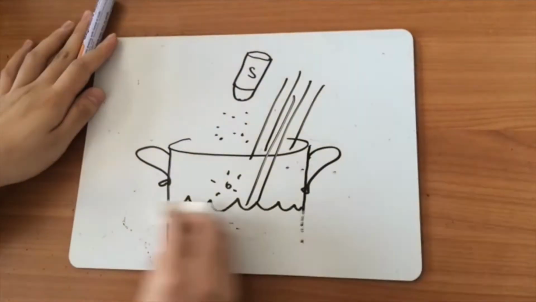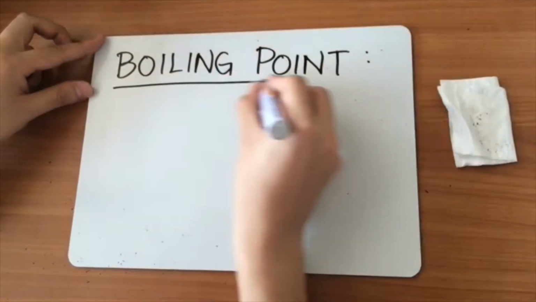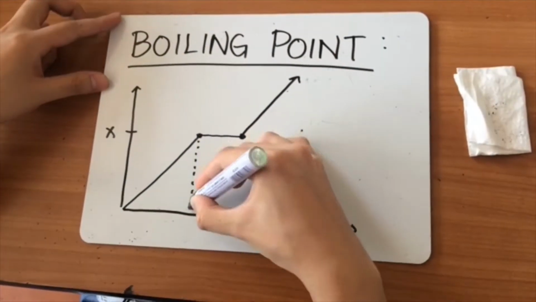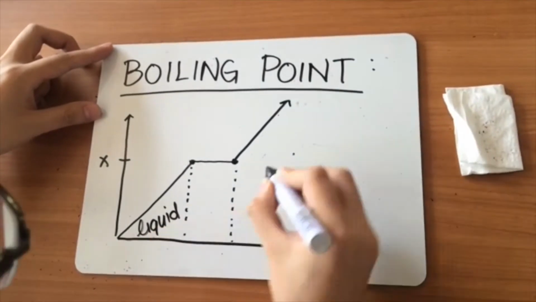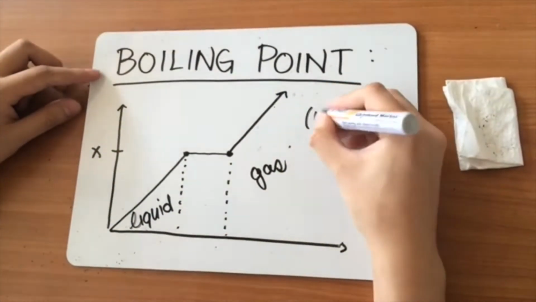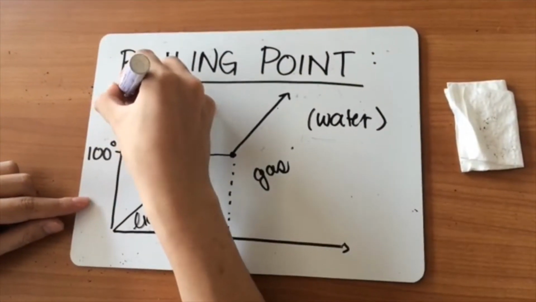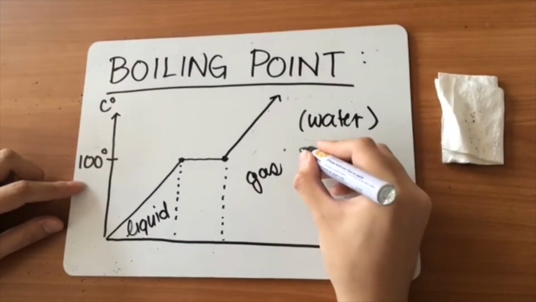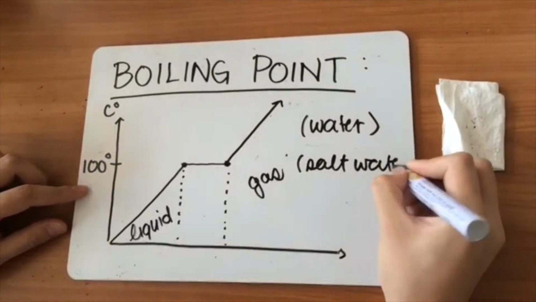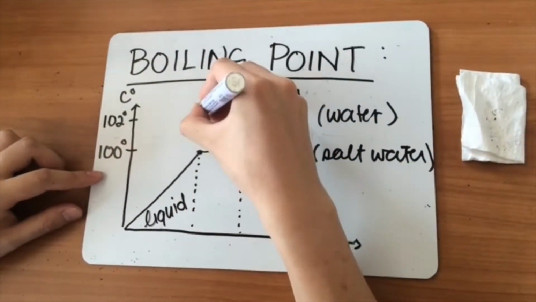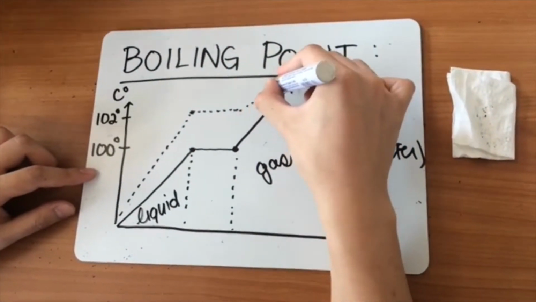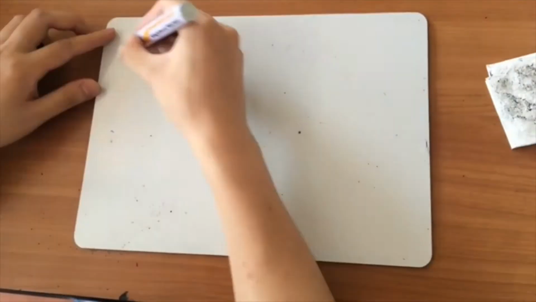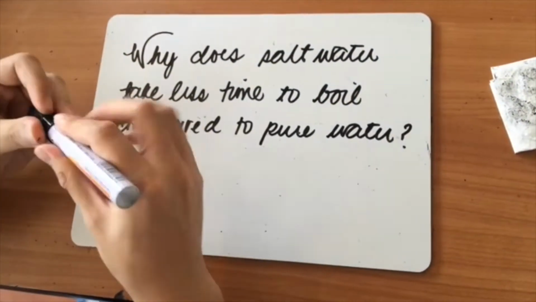The boiling point of a substance is the temperature needed for it to change from liquid to gas state. In the case of regular, unsalted H2O, commonly known as water, its boiling point is 100 degrees Celsius, or about 373 degrees Kelvin. When we add salt into the solution, its boiling point increases slightly for every molecule added. But why does salt water take less time to boil compared to fresh water?